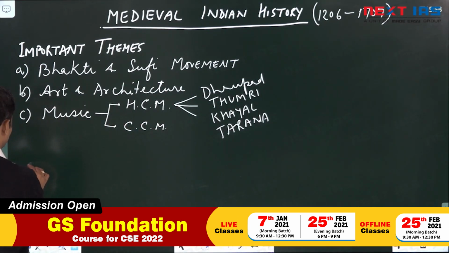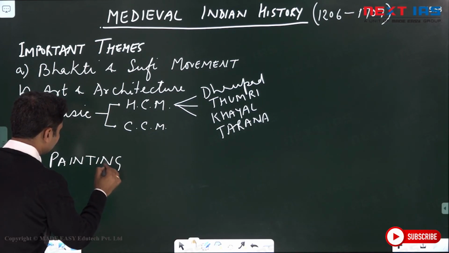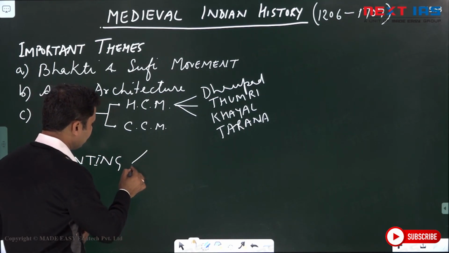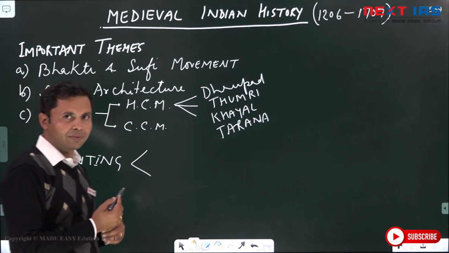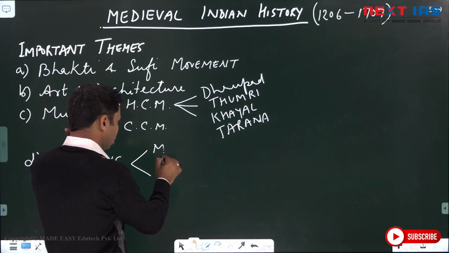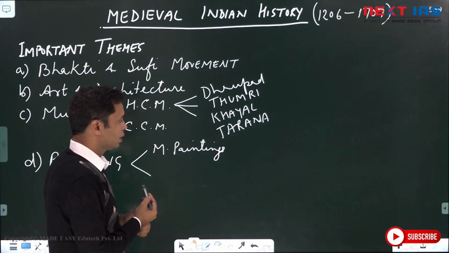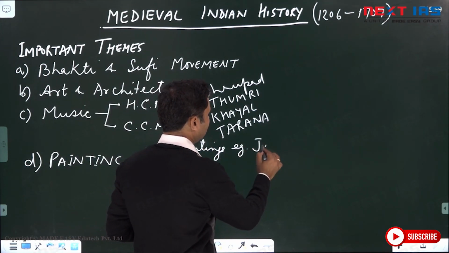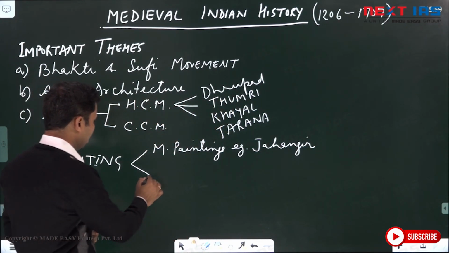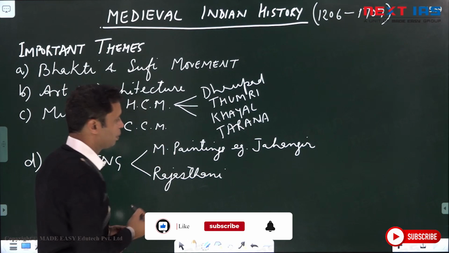Then painting. In painting, the Mughal era led to the importance of painting. So you have to study Mughal paintings, and there are certain rulers who were great painters, for example Jahangir, famous for portrait painting. Another form which developed in this period is the Rajasthani school of painting.